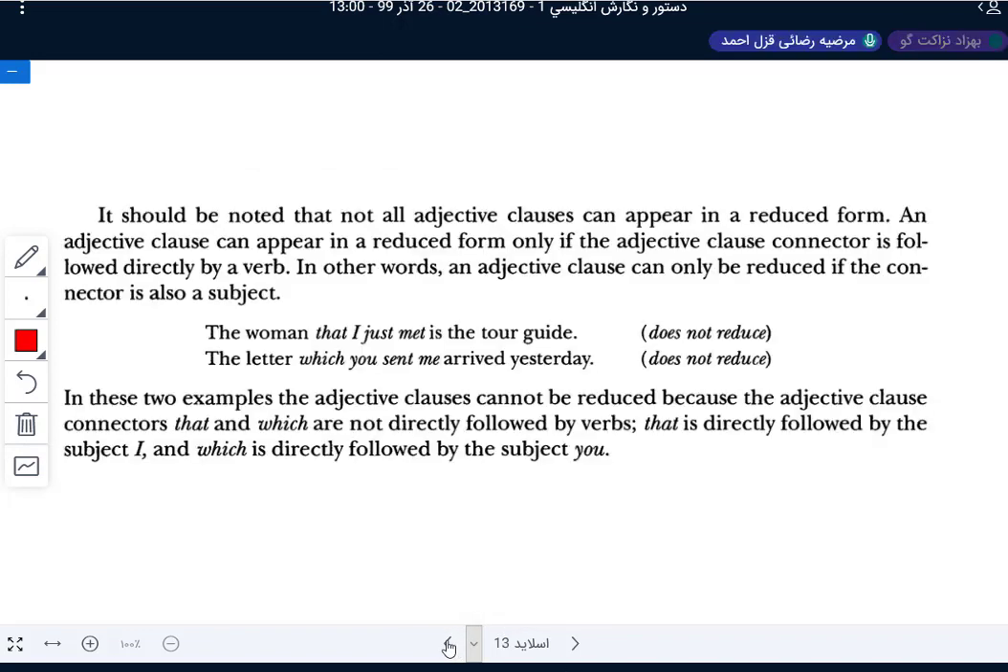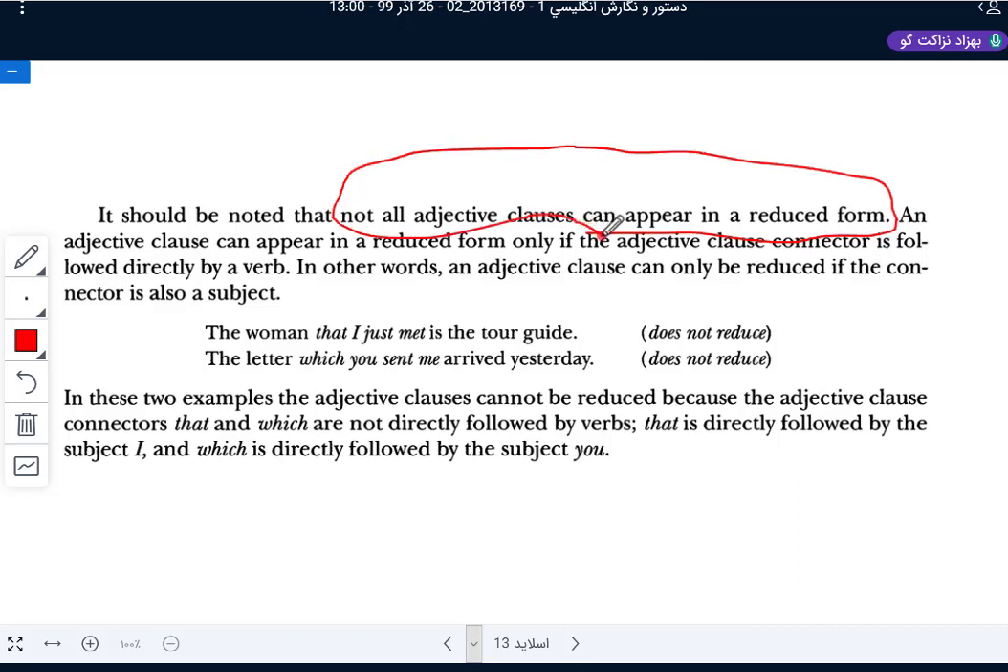Go on, please. It should be noted that not all adjective clauses can appear in a reduced form. This is very important. This is an exception to the rule. Not all adjectival clauses can appear in a reduced form. Go on, please.